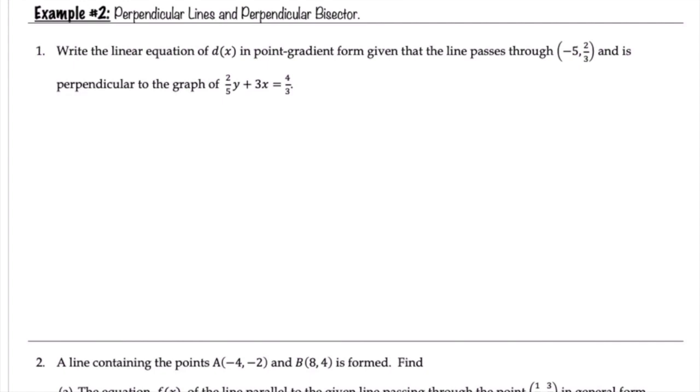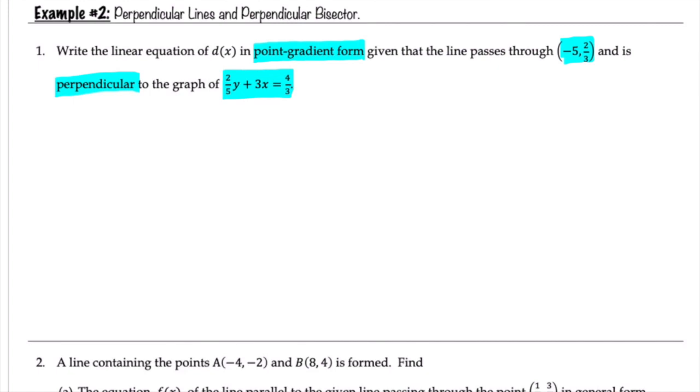Example number 2, perpendicular lines and perpendicular bisector. For question 1, write the linear equation of d(x) in point gradient form given that the line passes through the given point (-5, 2/3) and is perpendicular to the graph that has been given, which is 2/5 y + 3x = 4/3.